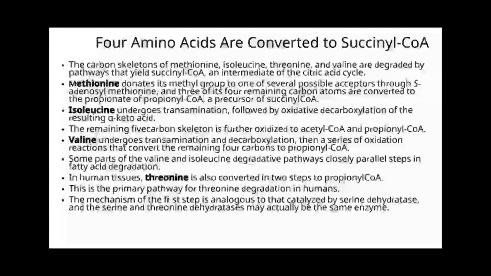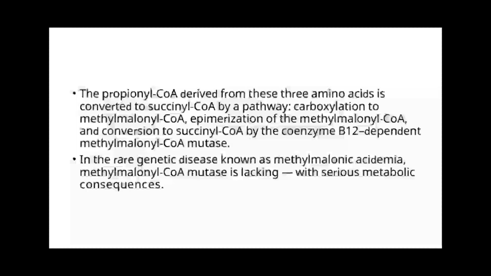Now, let's look at how propionyl-CoA, which is derived from 3 specific amino acids, is converted into succinyl-CoA, an important intermediate in the Krebs cycle. The process involves a series of steps. First, propionyl-CoA undergoes carboxylation to form methylmalonyl-CoA. Then, this methylmalonyl-CoA is epimerized, meaning its stereochemistry is changed, to prepare it for the final step.